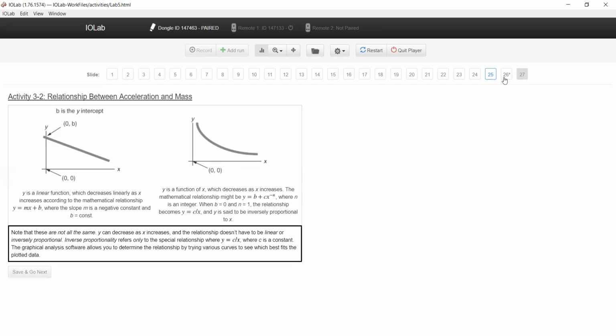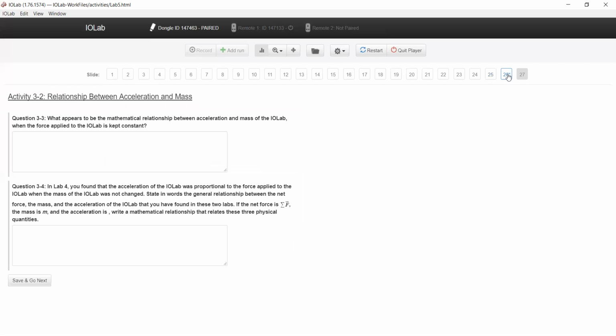Okay, let's see the next one. I have already clicked save and go next. So you give your analysis in the lab of the exercise: what is proportional to the force applied to the IOLab? Acceleration is directly proportional to the force, and acceleration is inversely proportional to the mass. So based on that, summation F is equal to ma. Go ahead, write your answer, and then click on save and go next.